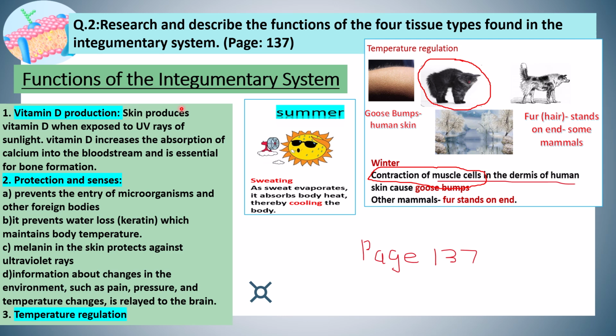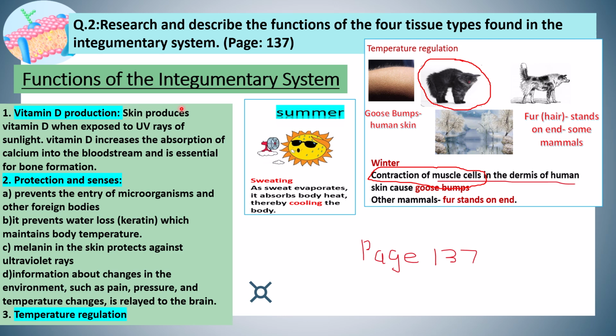So the next function is protection and synthesis. The presence of keratin and melanin in your skin serves as protecting agents, as the keratin will serve as a waterproofing agent in your skin and also protects the skin from damage to its structures, and melanin is a protecting agent against the harmful ultraviolet rays. The more melanin you have, the darker the skin looks.